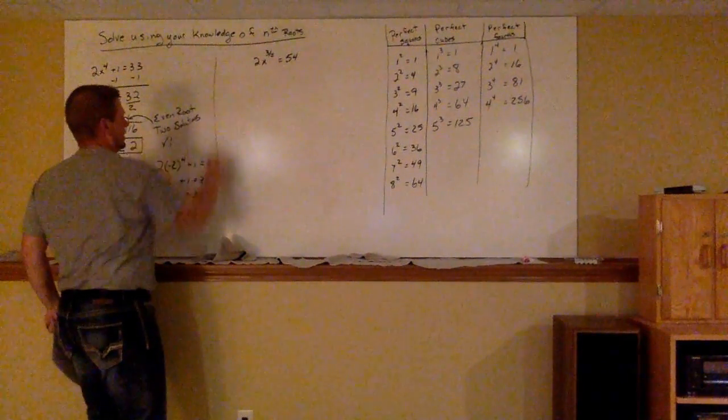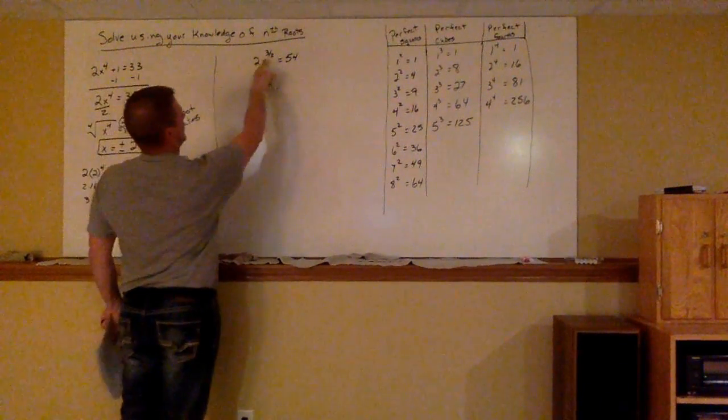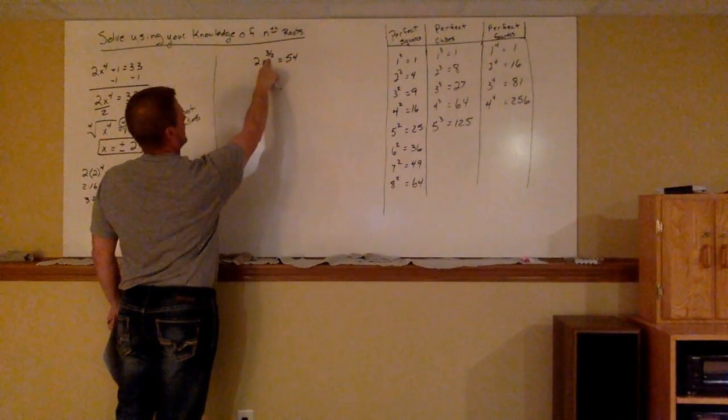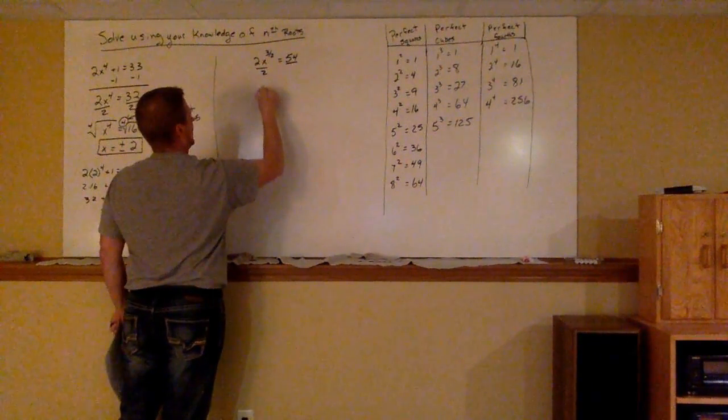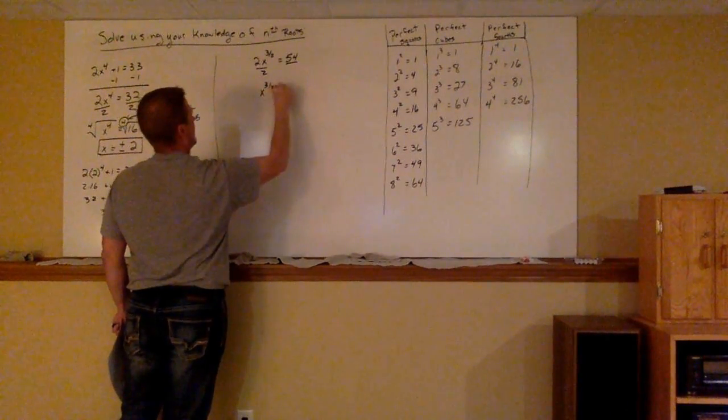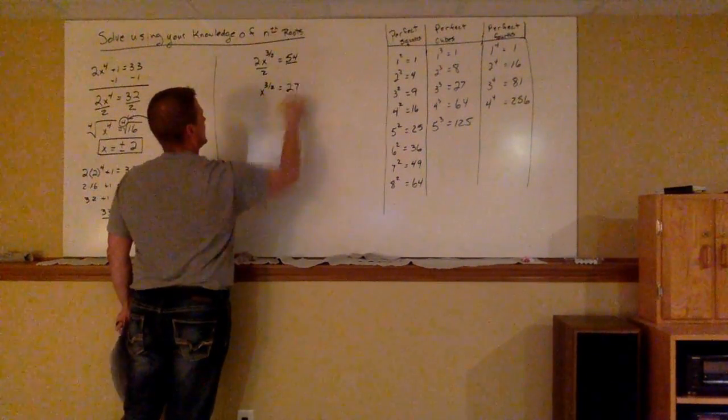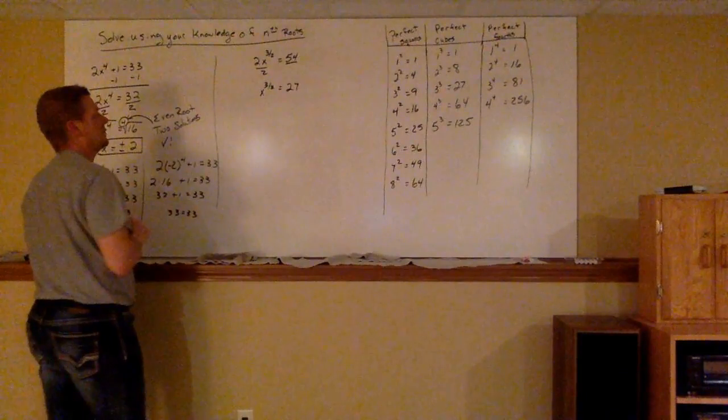And then we're going to come over here. This one looks a little bit different. Now we have a fraction exponent, but we still need to get this 2 off, so we're going to divide by 2. So I get x to the 3/2 power equals 27. Half of 54 is 27.